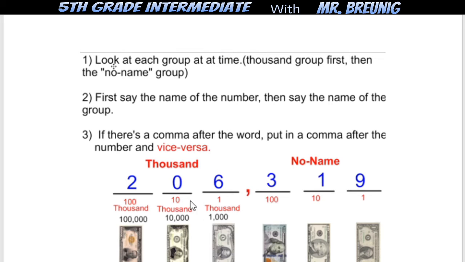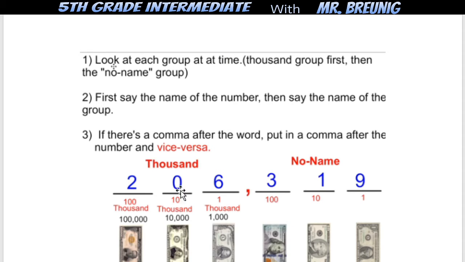Remember that when we see a number, we want to look at each group, and I noticed that I have 2 groups here separated by a comma. I have the 3 numbers of 319 that is represented here in the no-name group, and I have 206 that's represented in the thousands group. So first, we're going to say the number reading from left to right. 206,319. I do not have to say anything after I say 319 because that is the no-name group. So again, 206,319.